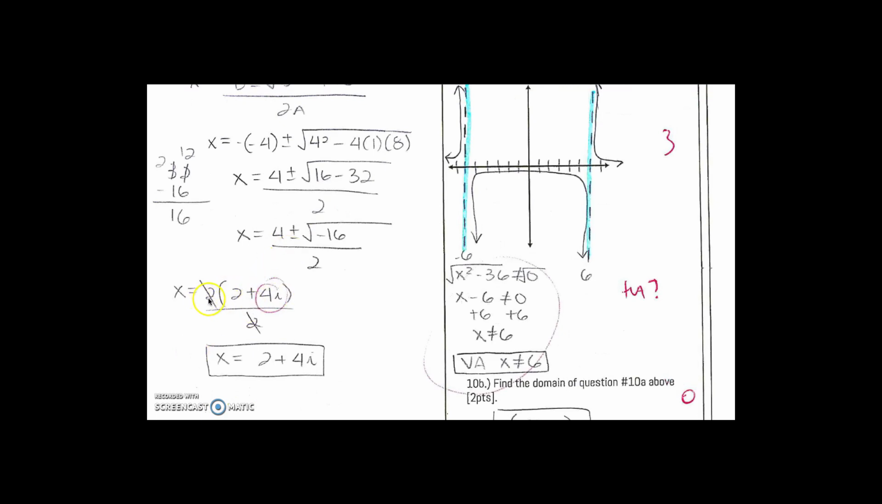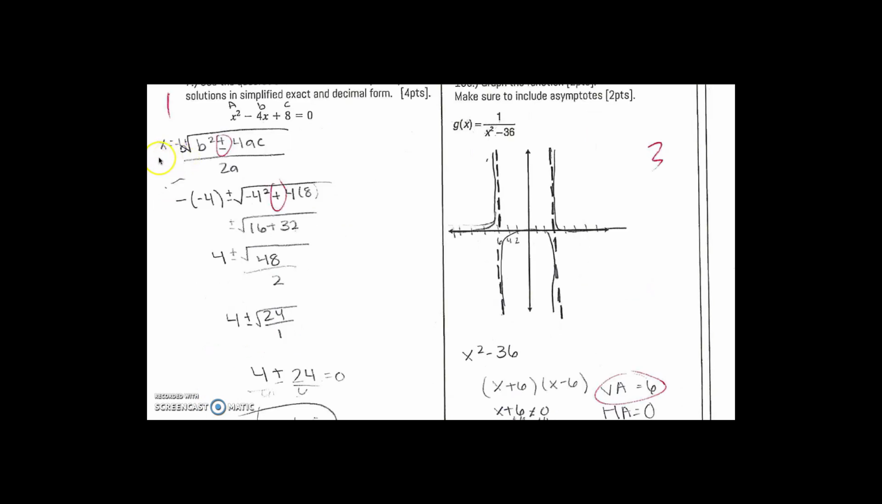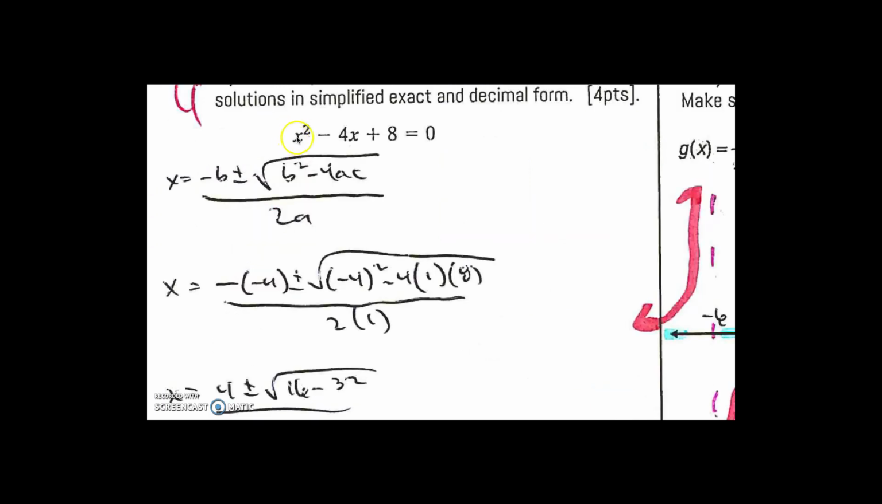This student, they did factor out a 2. 2 times 2 is 4. But 2 times 4i would have changed to 8i. That's why I circled that right there. That should be 2i. Another common mistake, not writing down the quadratic formula correctly. Quadratic formula has a minus sign there. So your a value is equal to 1, b is -4, and your c value is equal to 8.